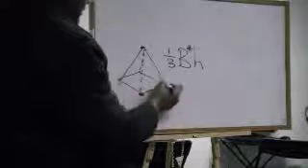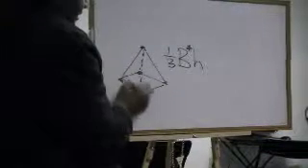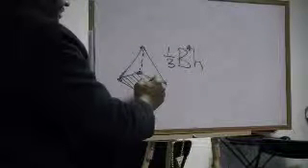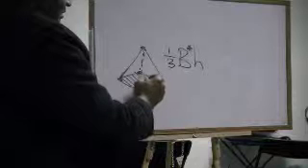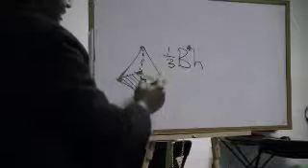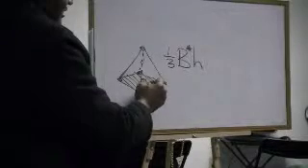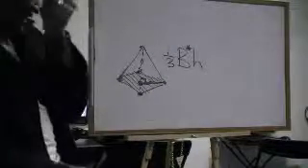So capital B again, the area of this base times the height. Notice that the height is not this. The height is from a distance that is perpendicular to the base. Okay, so that's the pyramid.